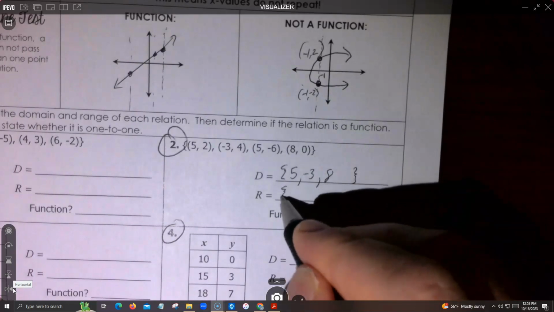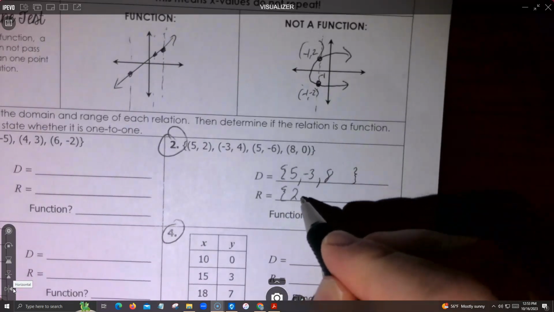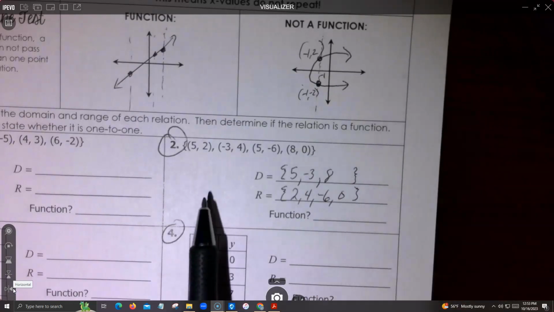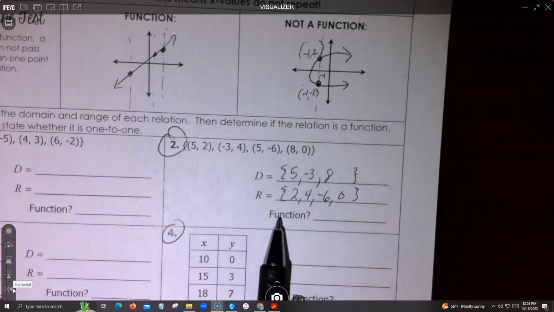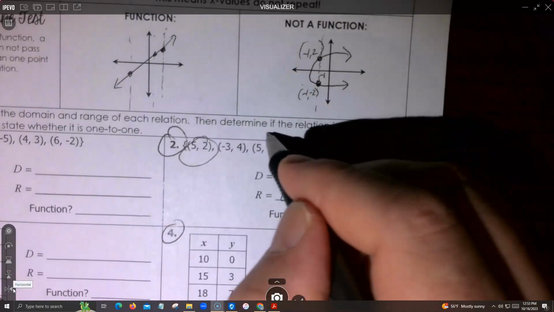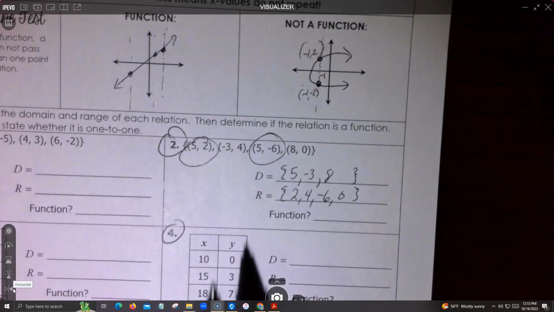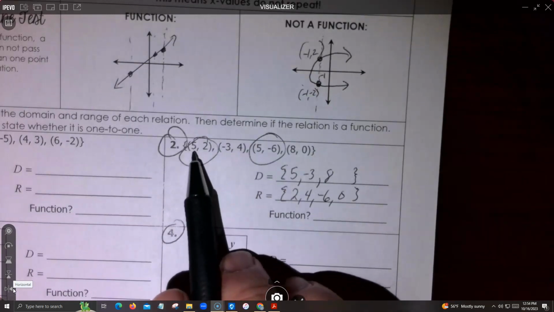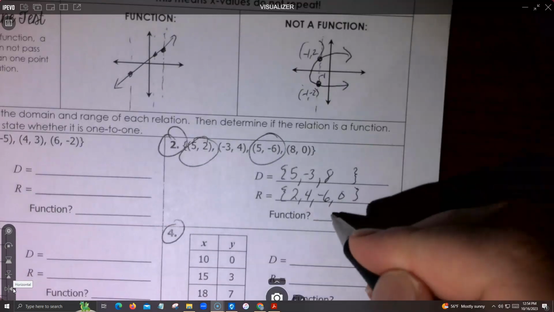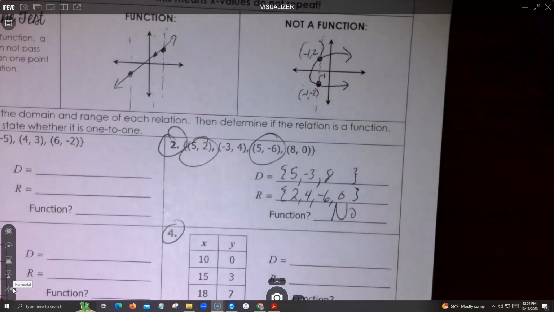Okay, range. We've got a 2, a 4, a -6, and a 0. All right, if we look at this, it says, is it a function or not? Well, if you notice, (5, 2) and (5, -6), we have a problem. 5 is being paired with two different numbers, which is not allowed. So the answer to this question is no, it's not.